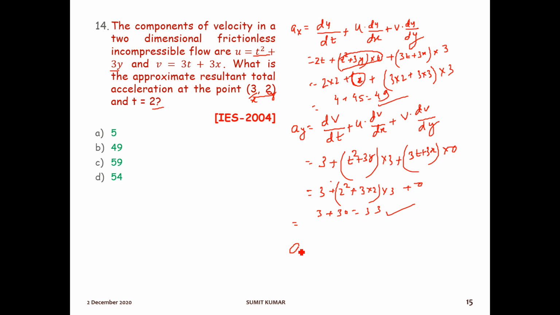Now the resultant acceleration is what? ar equal to root over ax square plus ay square, which is root over 49 square plus ay, which comes 33, square, and it will become finally 59.08. So the correct answer will be 59, option number C.